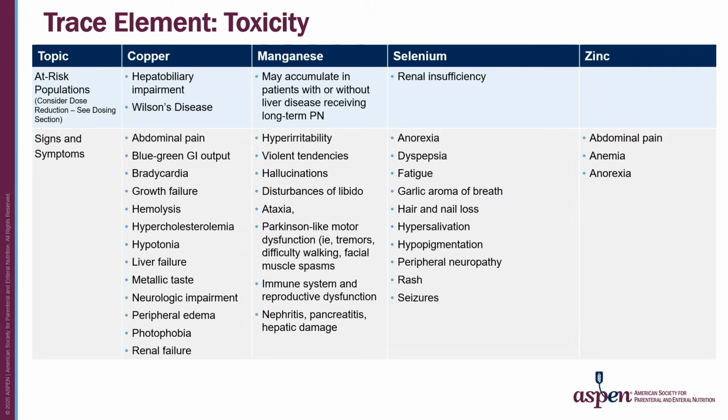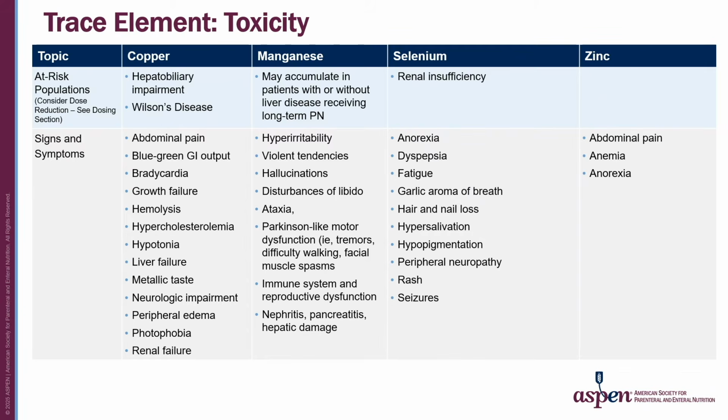Manganese toxicity may occur in patients who receive long-term parenteral nutrition with or without liver disease. Signs and symptoms of toxicity include hyperirritability, violent tendencies, hallucinations, disturbances of libido, ataxia, Parkinson-like motor dysfunction, such as tremors, difficulty walking, or facial muscle spasms, immune system and reproductive dysfunction, nephritis, pancreatitis, and hepatic failure.